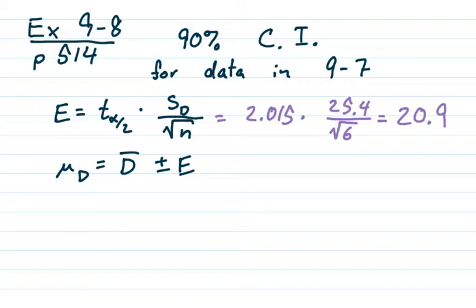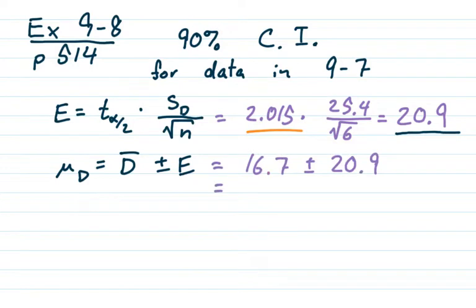And here we're substituting in all of the same values. We would plug in 2.015 because we're looking in column 2 this time, because that's the 90% confidence interval column. Still row 5, so it still gives us the same exact value, 2.015 times 25.4, all divided by the square root of 6. So that gives us 20.9.